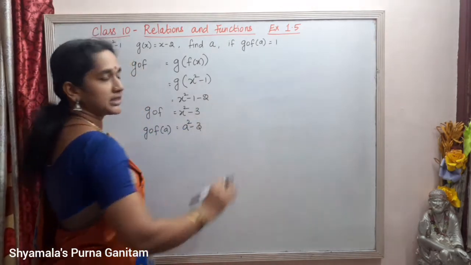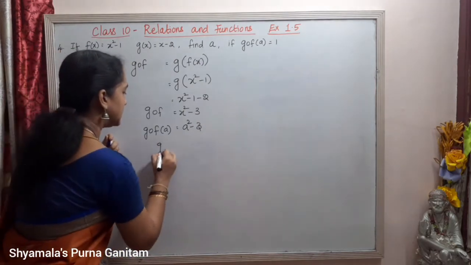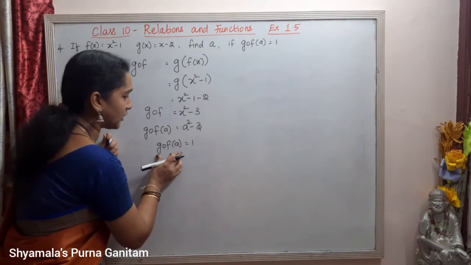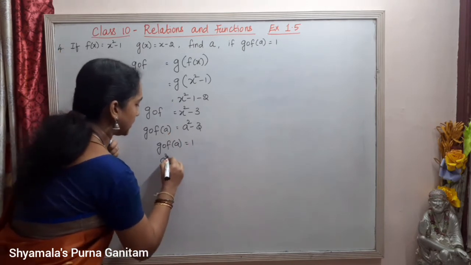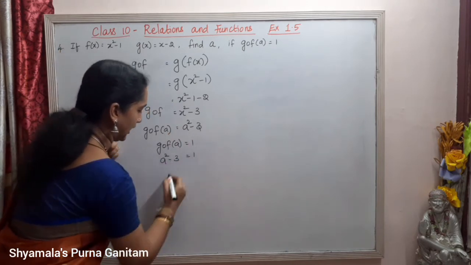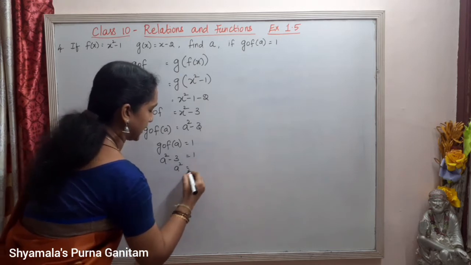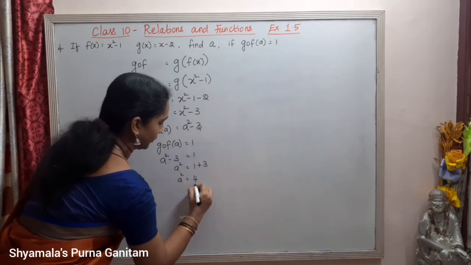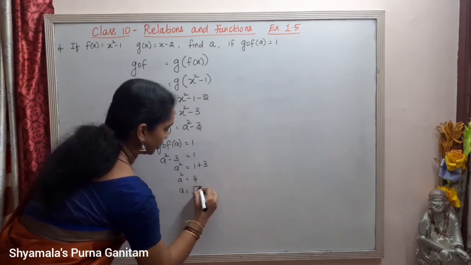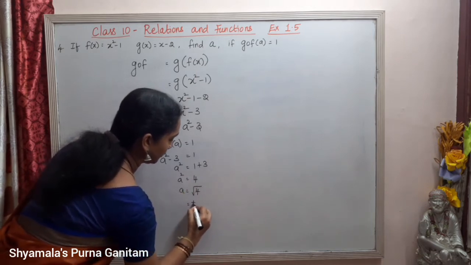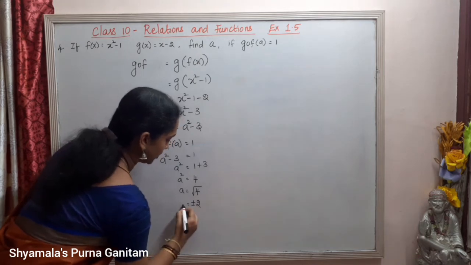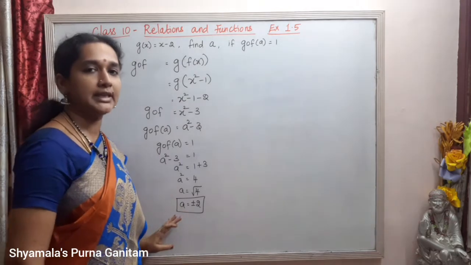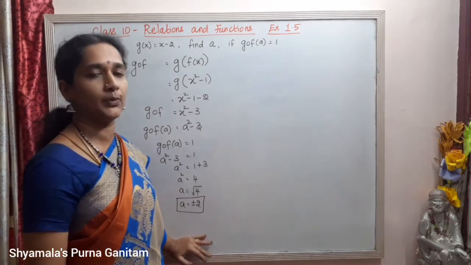So that value is given as 1. That is, g of f of a is equal to 1. So we got a squared minus 3 is equal to 1. So a squared is equal to 1 plus 3. A squared is equal to 4. A is equal to root 4, that is equal to plus or minus 2. So a value we are getting as plus or minus 2. A is equal to plus 2 and a is equal to minus 2.